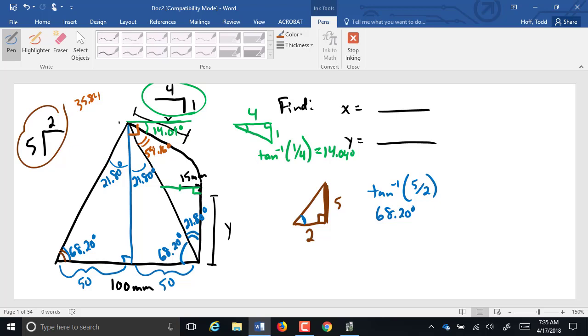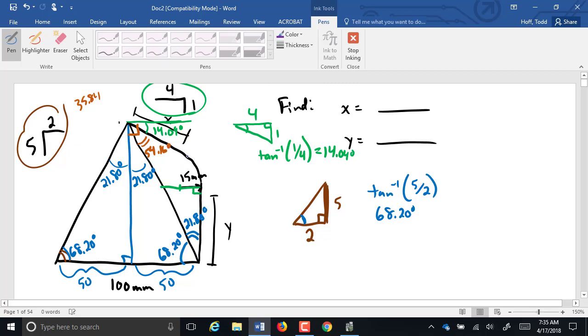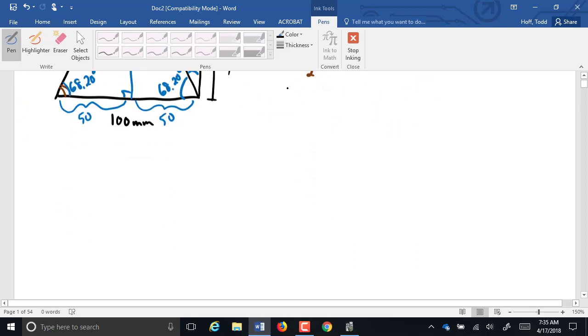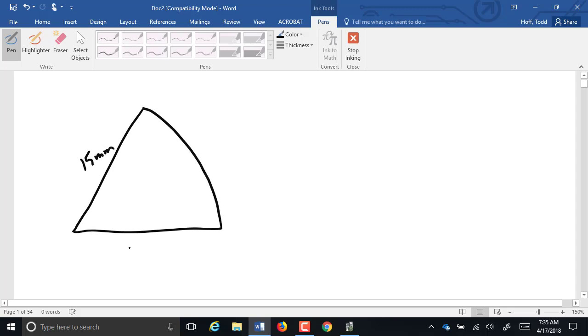So then, we have this arc of a circle here. We'll have a right angle on both sides because that is a radius to a tangent. We need to know some things about that arc of a circle. So let's draw that out bigger so we can play with it. We know this is 15 millimeters on each side.